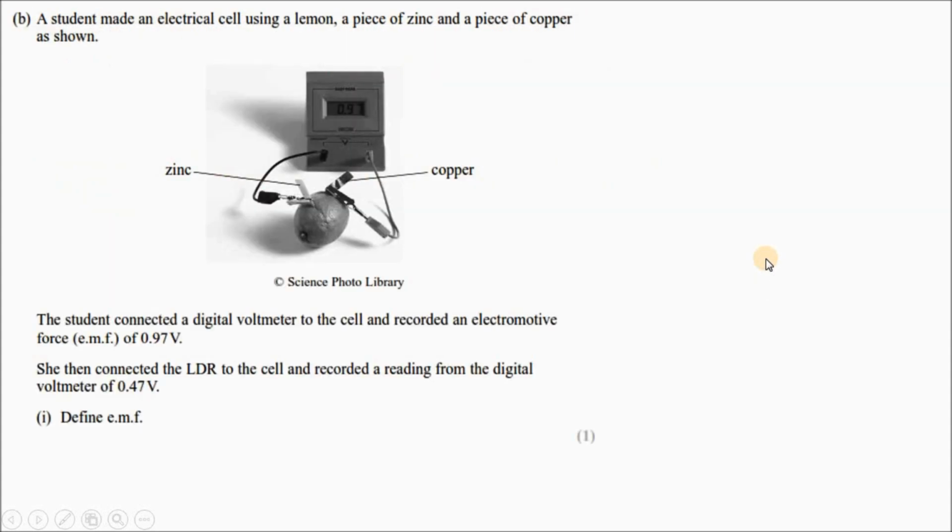A student made an electrical cell using a lemon, a piece of zinc, and a piece of copper as shown. A student connected a digital voltmeter to a cell and recorded an electromotive force of 0.97 volt. This is EMF. She then connected the LDR to the cell and recorded the reading from the digital voltmeter, 0.47 volt. This is terminal potential difference. Define EMF. So EMF is the amount of energy supplied to 1 coulomb of charge by the battery. So that's what a typical definition you can write: amount of electrical energy supplied to 1 coulomb of charge.